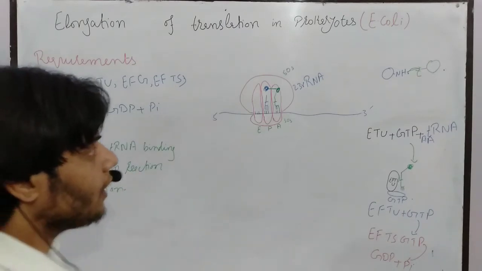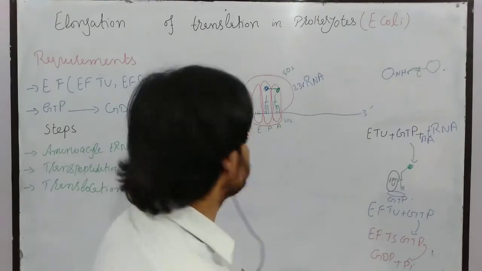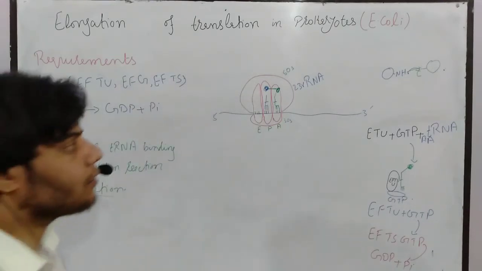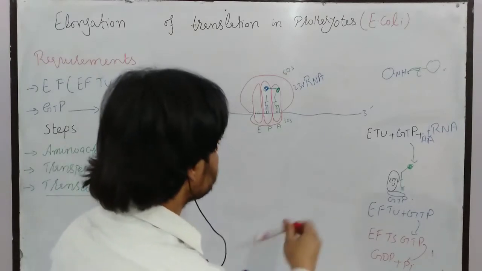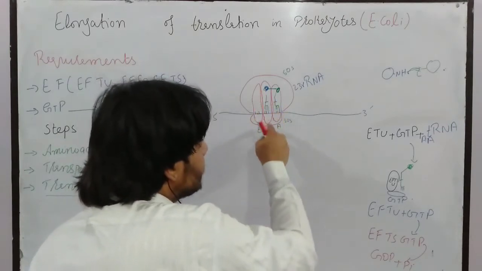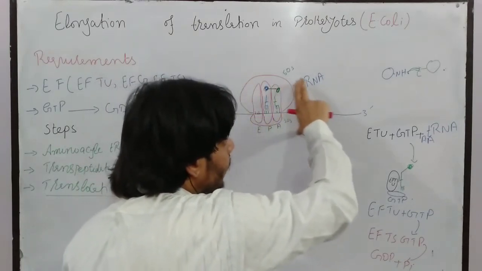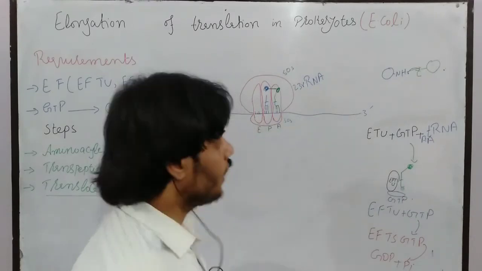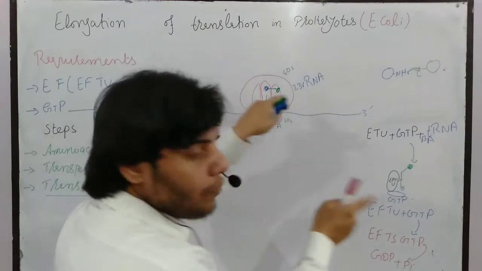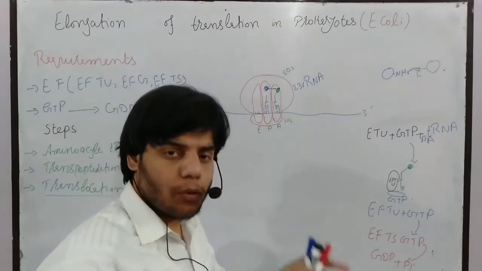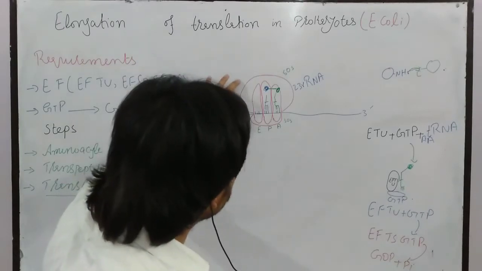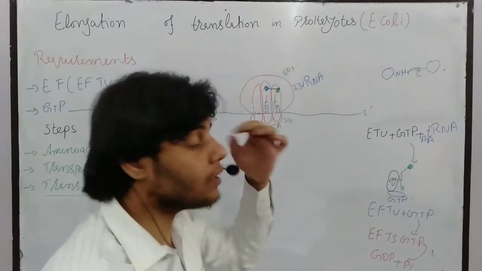Now after that, the next stage will occur, which we call translocation. Okay friends, now what happened in translocation? In translocation, the ribosomes will move in the 5' to 3' direction. Now when the ribosomes move in a 5' to 3' direction, it means the proteins are synthesized in the 5' to 3' direction. Okay. Now when the ribosome moves in 5' to 3' direction, then what happens?